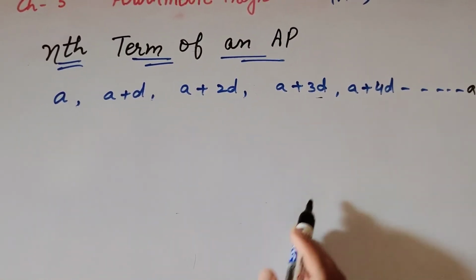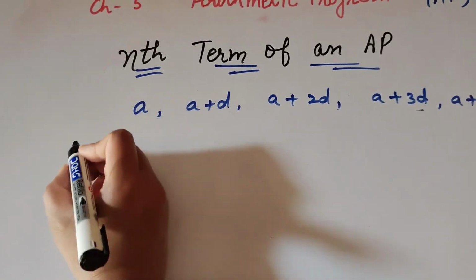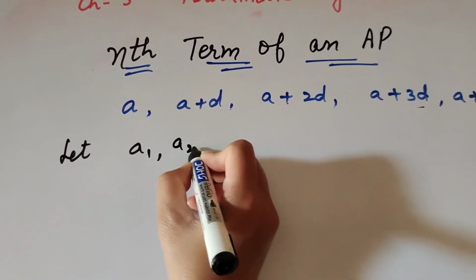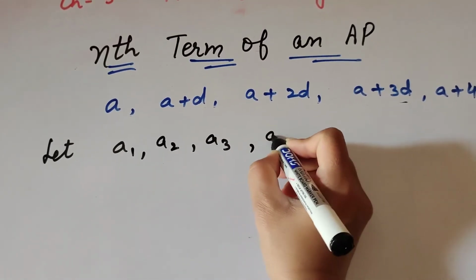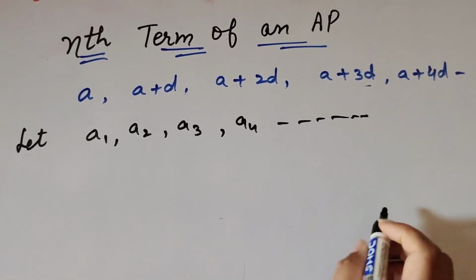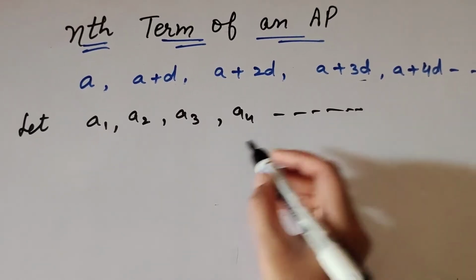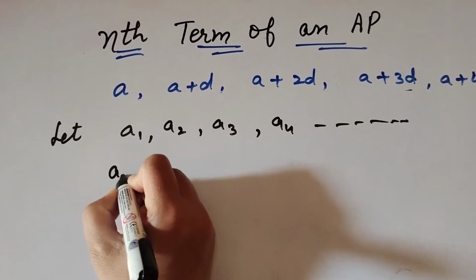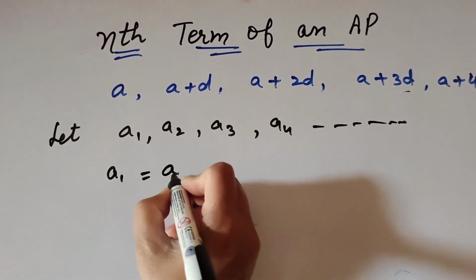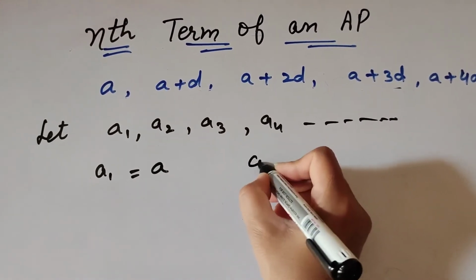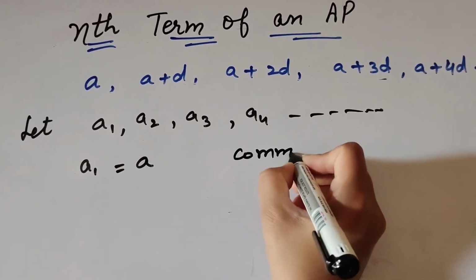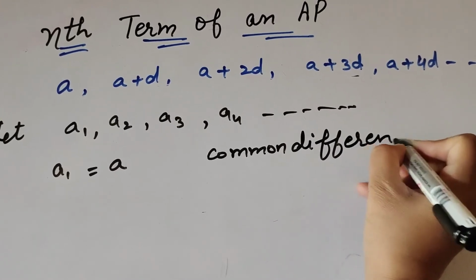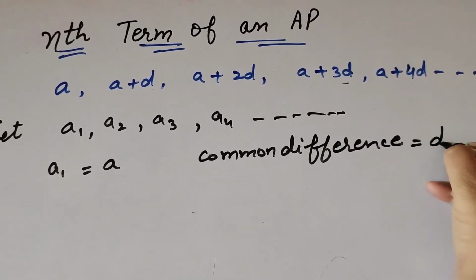There is the generalization of the AP series, where we suppose A1, A2, A3, A4, and so on. We find the nth term of this series. Here we suppose A1 is the first term, it is equal to a, and d is the common difference.